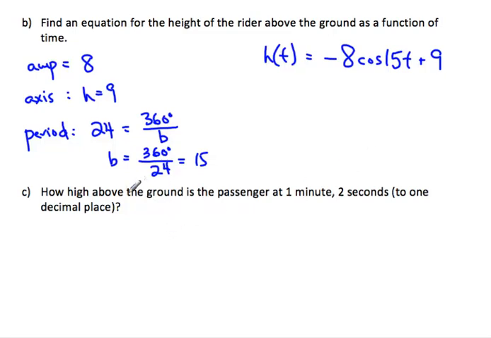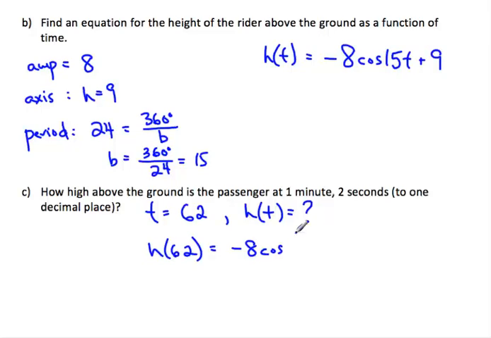The next thing we're asked is to find how high above the ground the passenger is at 1 minute and 2 seconds to one decimal place. Essentially, we're being told when t is equal to 62, because remember t is in seconds, what is h equal to? And h is a function of t. So this simply involves plugging 62 into the function that we've just worked out. So h of 62 is equal to negative 8 cosine of 15 times 62 plus 9.